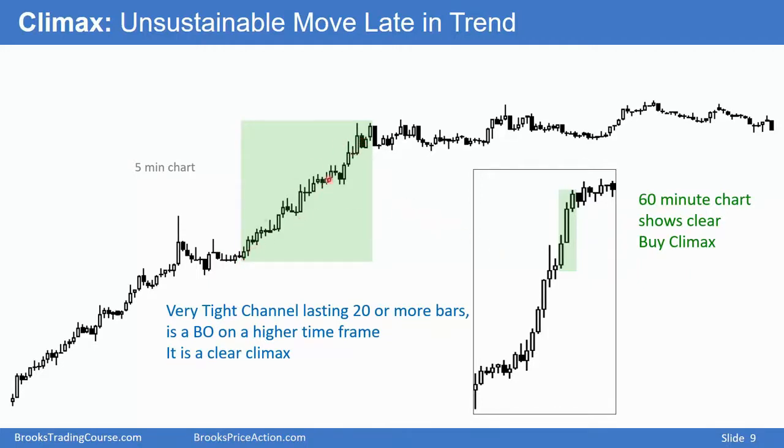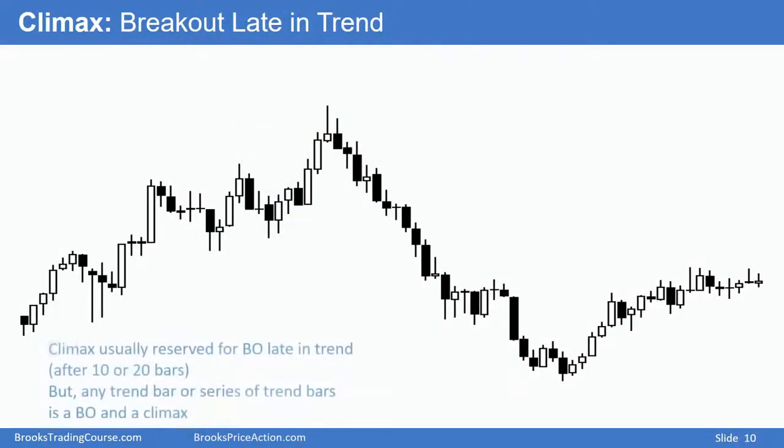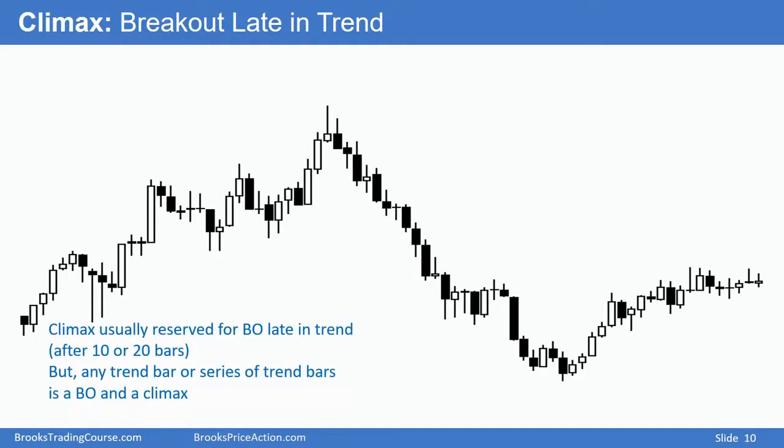Whenever I see that tight channel, I know on the 60-minute chart it's going to be a strong breakout. Occurring late in the trend, it's a climax. Usually, eventually, it's going to lead to some pause, some halt to the buying. Not necessarily a reversal. I usually reserve the term climax for a breakout that occurs late in the trend, after 10 or 20 bars in the trend. But any trend bar or series of trend bars is a breakout and a climax.